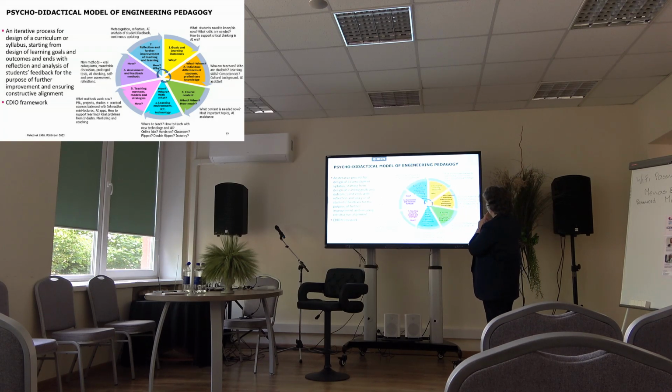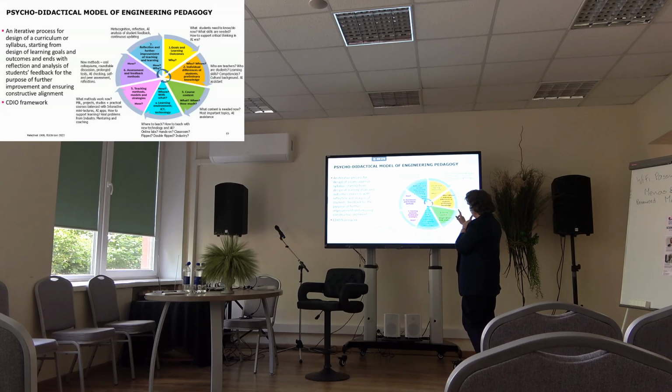The second step: who and whom, that means who are our students, who are our teachers. What is the competency level of our teachers for teaching with AI, and who are the students, that means what are their learning skills, their background, culture, and can they use an AI assistant, and what are their preliminary knowledge.